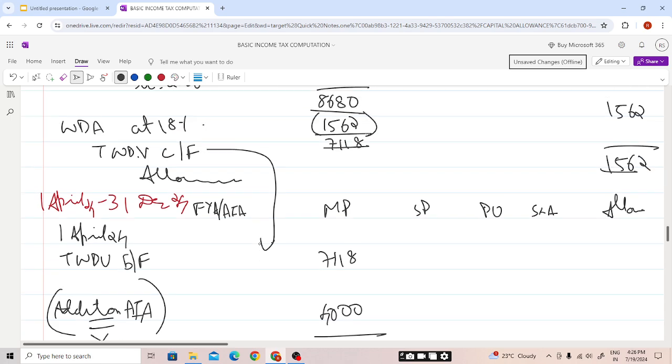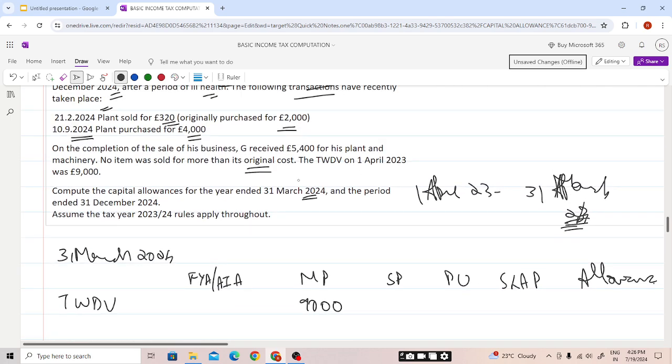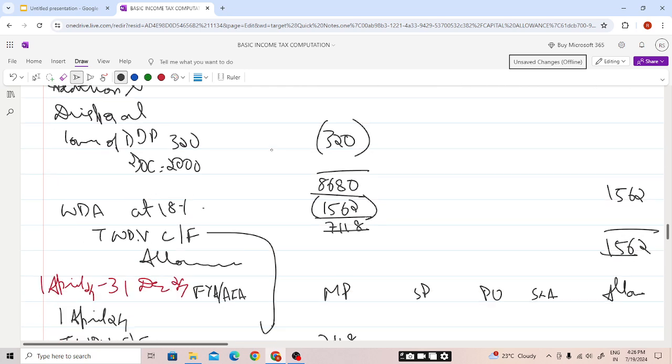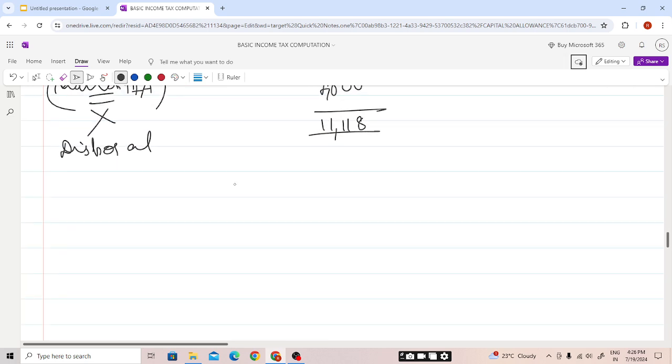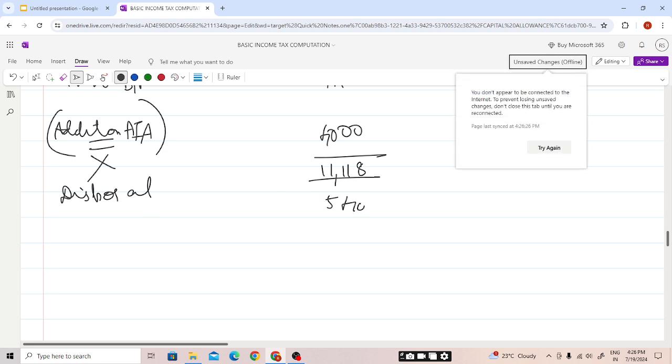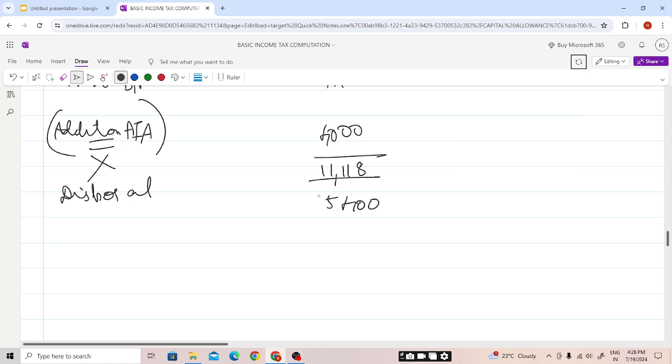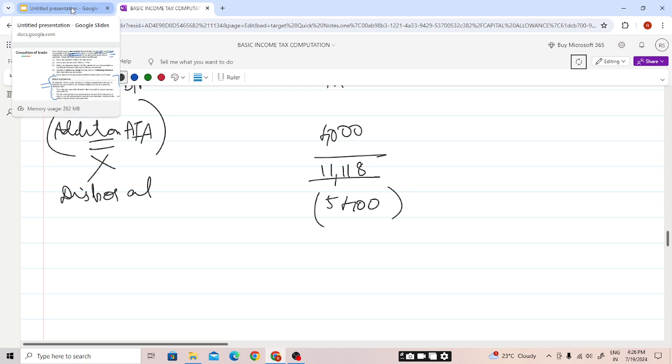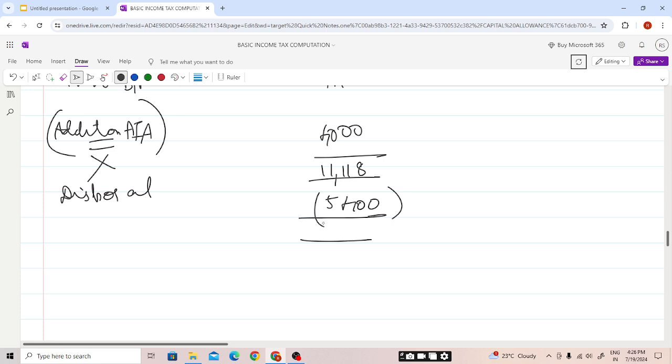Now any disposal, students? We have been told that when we cease our business, we will receive 5,400 for the plant and machinery. So 5,400 is the disposal. As we are ceasing, we receive the disposal proceeds, so it will be 5,400. Students, you can't take your cost because everything is included here. So this will give rise to an amount of the lower of cost and disposal proceeds.